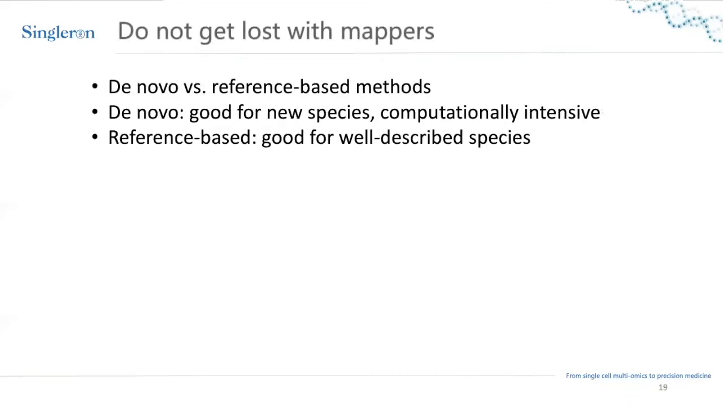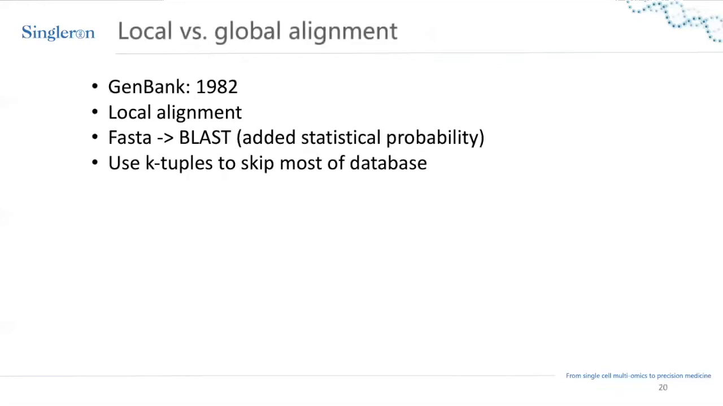So we have mappers or aligners, as they are called, and there are basically two broad categories. You have de novo, which is reference-free. You do not rely on a reference. You try to assemble your reads without a reference. But luckily, we are dealing with humans or mice or rats, and those are very well characterized, so we can use a reference. Another problem with that method is that we are using global alignment.